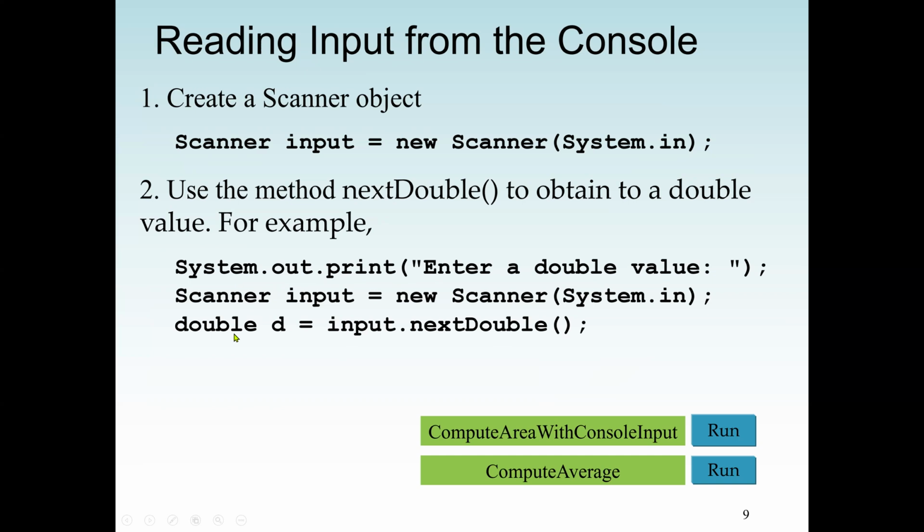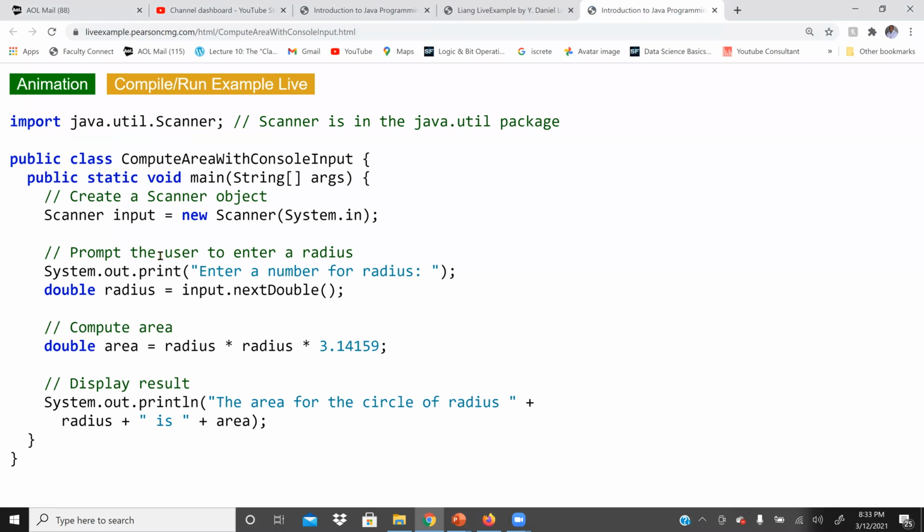And then, of course, when we enter the input, we want to store it somewhere. So here we declare a variable named d, the data type is double. So this means when we run this program, it will ask the user to enter the double value. When you enter it, it will be stored in the d variable. So let's see one of the programs here, how this works.